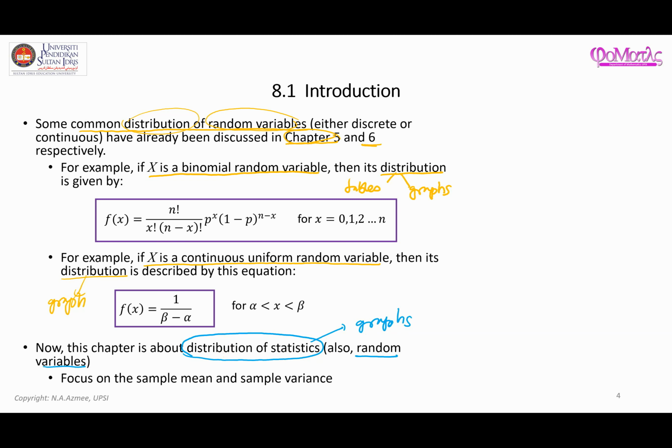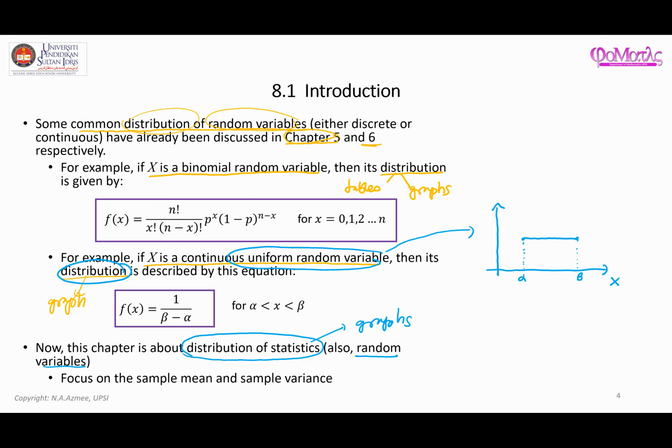Like I told you earlier, if x is a continuous uniform random variable, you can study the distribution of it by representing it in a graph. If x is a continuous uniform random variable, then you will get a graph that looks like this, a straight line, and it is uniform from this interval alpha to beta.